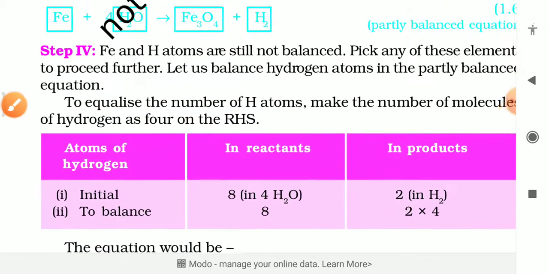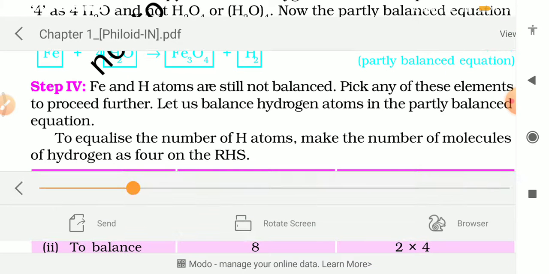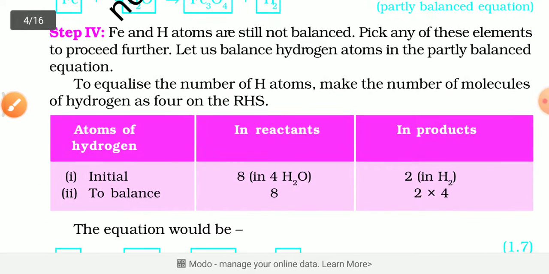Yes, something is left. We have balanced the hydrogen, and we have balanced the oxygen also. We have 3 elements here. Now iron is left. Now how will we balance the iron?